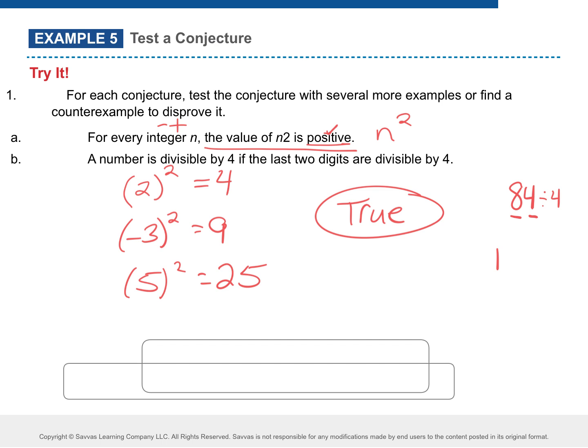If I do 184, is 8 divisible by 4? Is 4 divisible by 4? Now it's asking, is it divisible by 4? Try it. 4. So I found 2 to be true. Do you think there's a counterexample to this? No, so it's true. Okay? Questions about counterexamples? Okay.